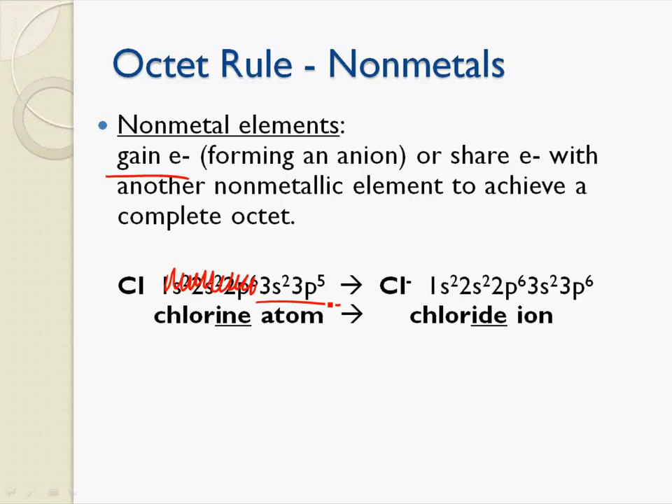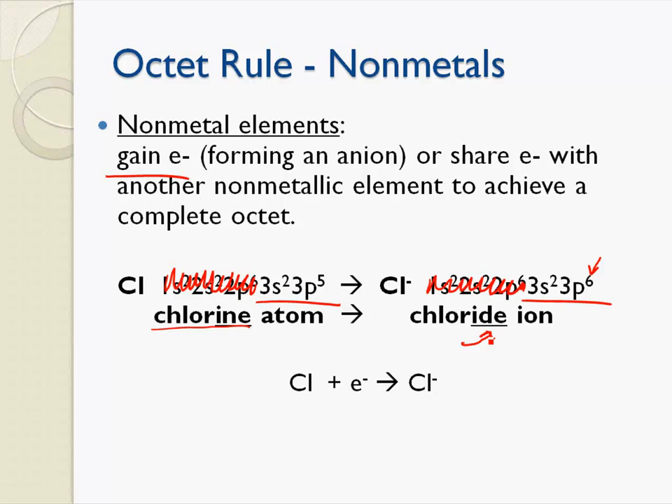Now, when it gains an electron, let's ignore all these guys. When it gains an electron, that 5 turns into a 6. Okay, you get 8 electrons in the valence shell. Now, here's the important part. We call the atom chlorine when it's in its neutral state. Once chlorine gains an electron, we change the name to chloride. Okay, so the INE is going to turn to an IDE once you gain the electron.